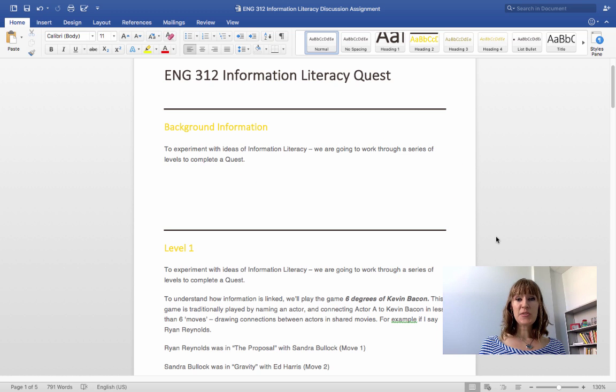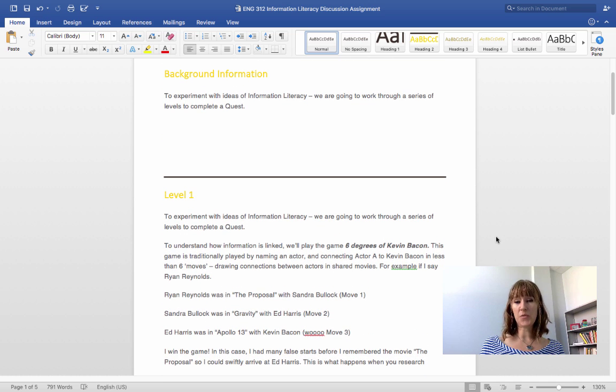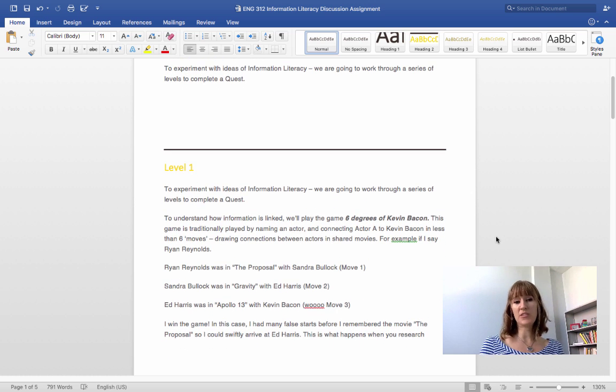So the assignment for this week is the information literacy quest. I used the 316 shell to initially show both classes where to find the library link. I'm going to use the 312 assignment here, although the assignments are similar. So, background information. To experiment with ideas of information literacy, we're going to work through a series of levels to complete a quest. Your job is to work through 3 levels, and there's a series of steps within each level.